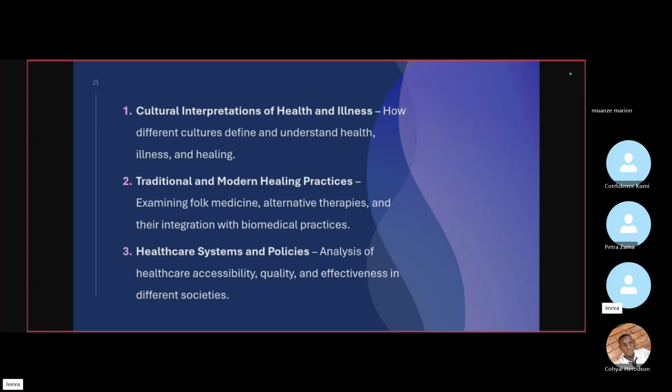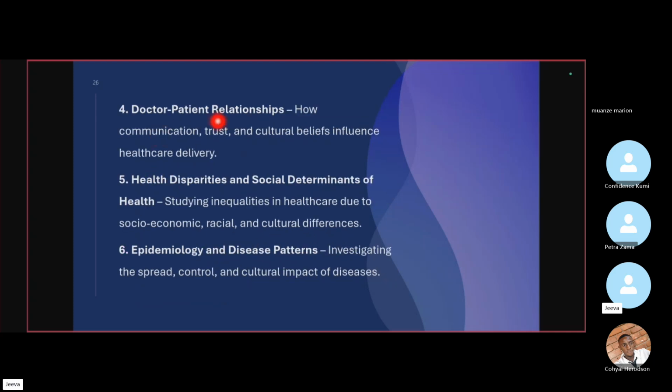So, clear? Medical anthropology has a role in understanding how different cultures identify health, illness, and healing, how the traditional method of healing and the modern method of healing affect day-to-day life, how a healthcare system should be managed, and what policies they should have, how a doctor and patient should have a proper relationship between themselves, then how health disparities can be clarified, like equality in the care that should be given.